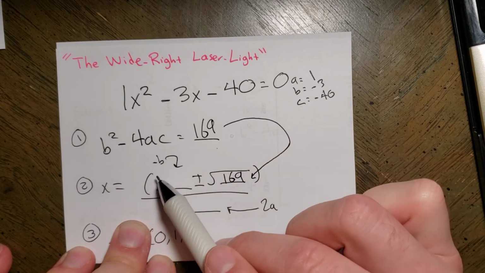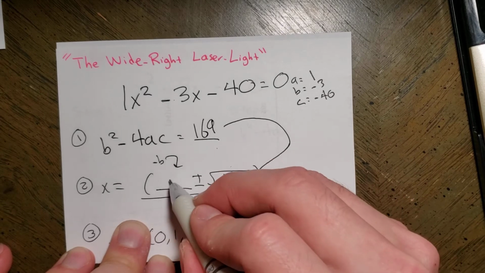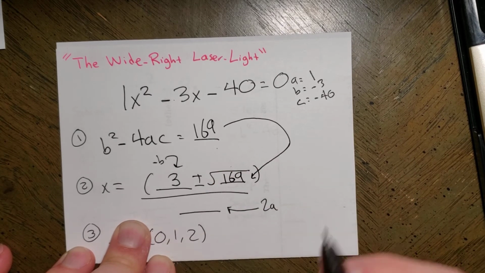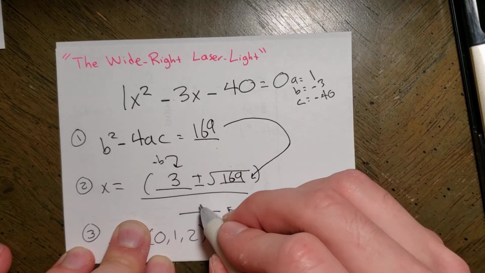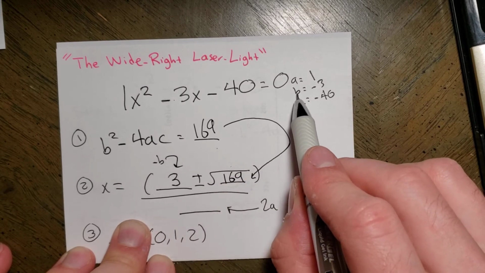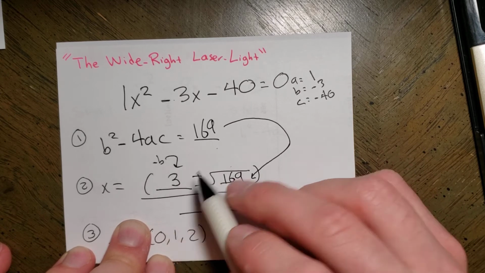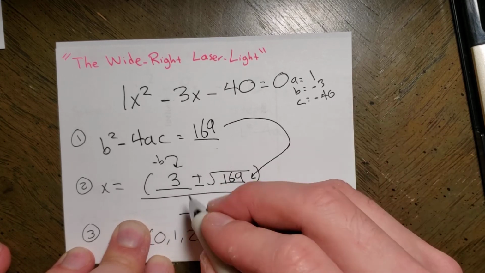What do we got next? Negative B. So a negative 3 would be a positive 3. And then a 2 times A would just be a 2. Again, why is that a positive 3? Because if a regular B is negative, then a negative B would be, well, regular, or vice versa. And then 2 times 1 is a 2.